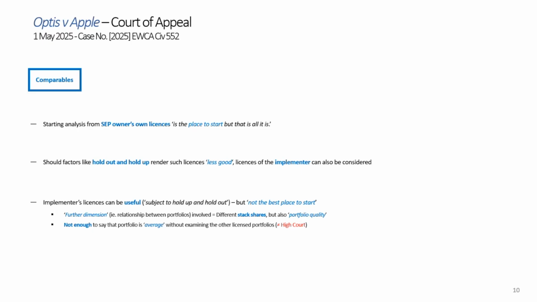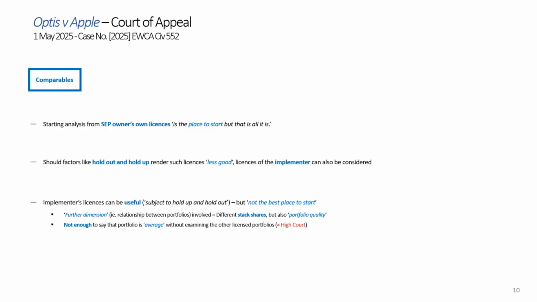This means that if the licenses of the patent owner are problematic, if you could consider factors like hold up and hold out, making these licenses less good, then you could also consider the licenses of the implementer, which can be useful, but in the eyes of the court, they are not the best place to start.